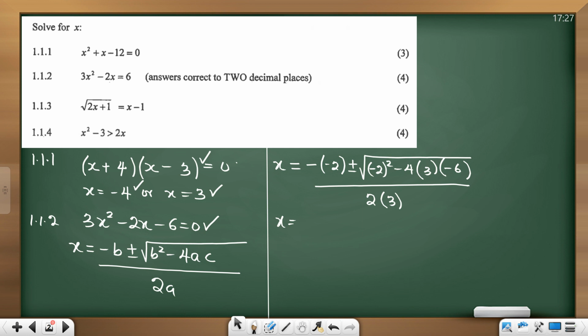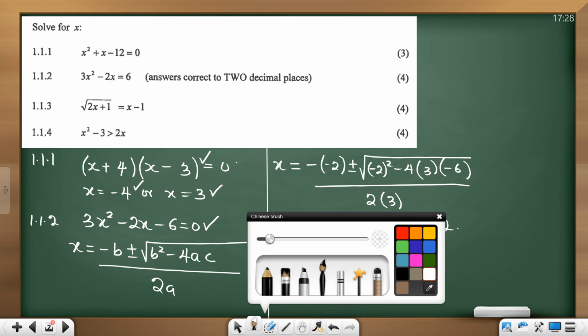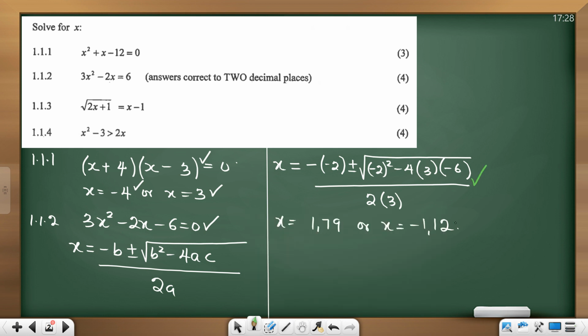1,79 or... it should be "or", all right, not the word "and". 1,79 or -1,12. Thank you so much. 1,79 or x equals to -1,12. So I'm trusting that answer. All right, no, it's okay. You're learning. Okay, so it's "or". If you put "and", you would actually be penalized. 1 mark there, 1 mark there, 1 mark there, and your 4th mark there.